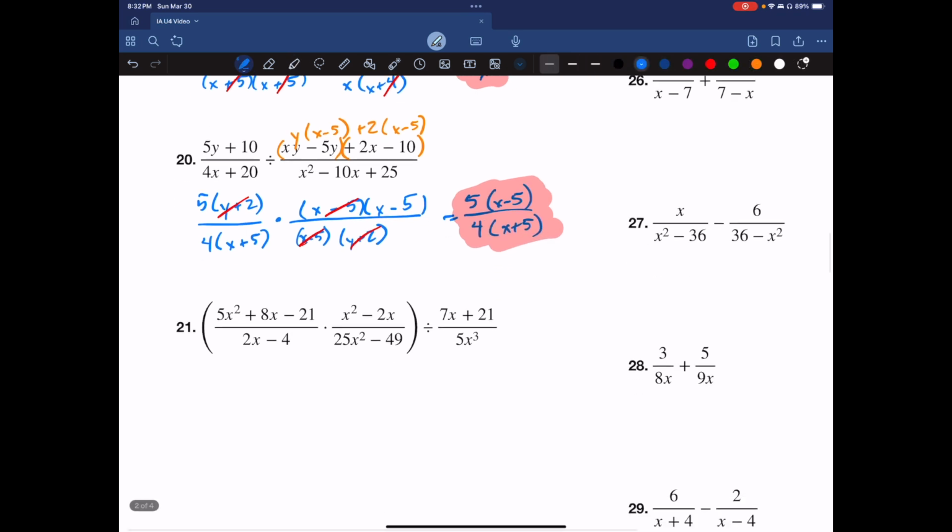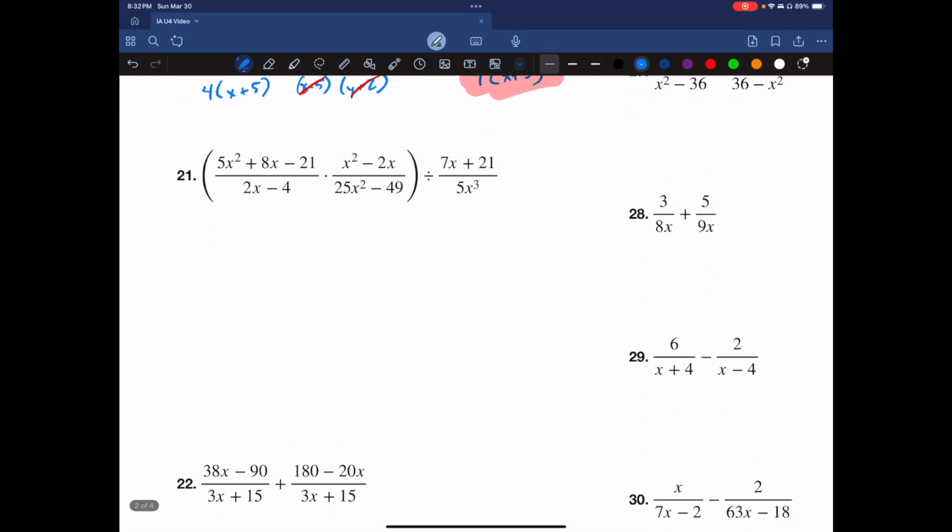All right, 21. We have to multiply and divide. And in that first fraction, we have to factor it by the AC method. So pay close attention to what I'm doing. So number 21, I'm going to take the 5 and multiply it to the back end. So that's going to be x squared plus 8x minus 105.